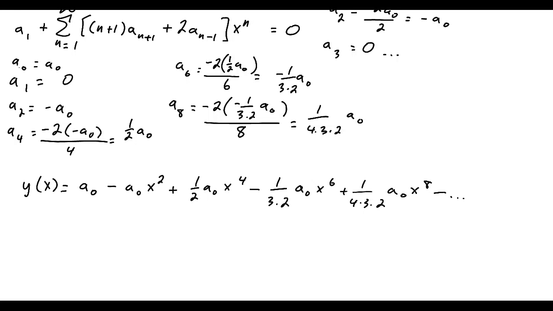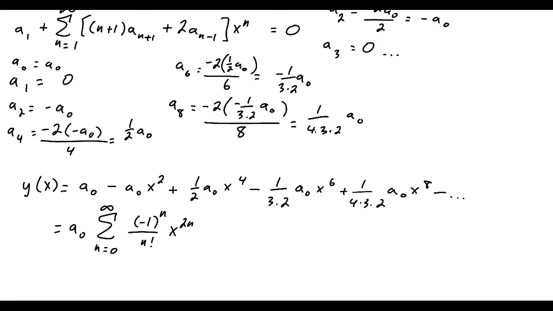Now, since every term has an a sub 0, this is going to be equal to a sub 0 multiplied by the sum from n equals 0 to infinity of negative 1 to the n, over n factorial, x to the 2n. Now, pause this and take a moment and convince yourself that that actually does hold with the pattern we've already observed.